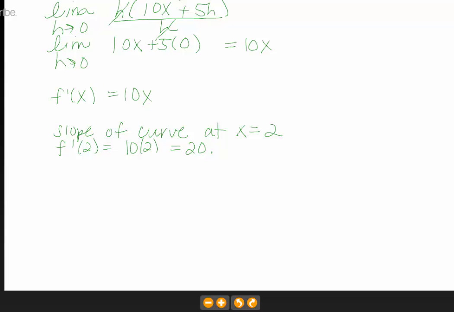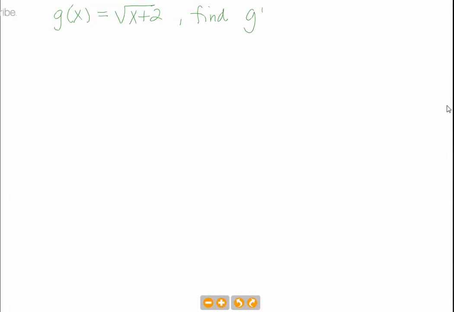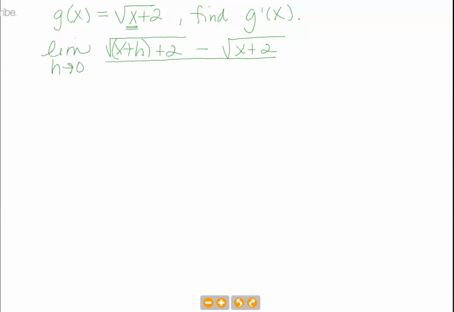Let's look at another example here that involves a little bit more algebra. So let's say that g of x was the square root of x plus 2, and I want us to find g prime of x. So again, I'm going to set up my limit definition. Limit as h goes to 0. Everywhere I see an x, I'm going to plug in an x plus h. So that's my x plus h, which is replacing my x up here, plus 2, minus the square root of x plus 2, all over h.